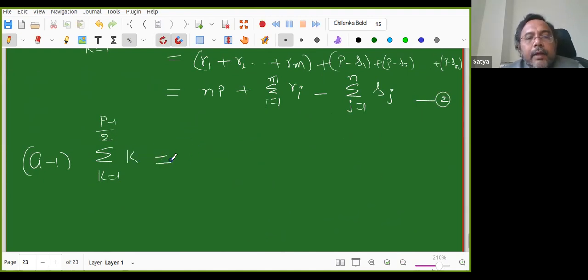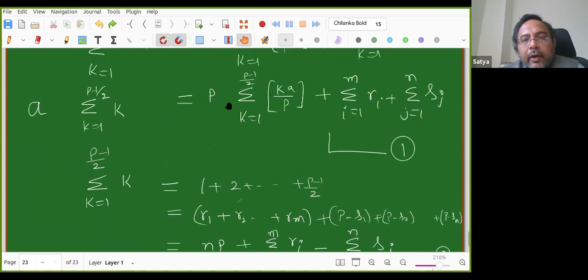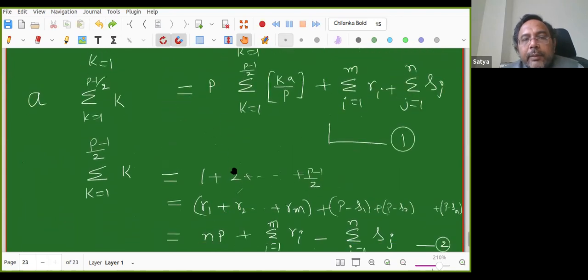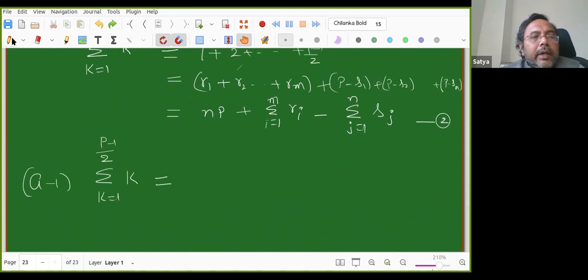Okay, look at this part. Here I have P, here also I have P. So if I take P common, what am I going to get? P, if I take common, that minus this. That is not a big problem, but anyhow. So floor(Ka by P) minus n.